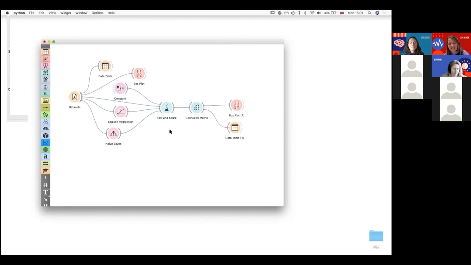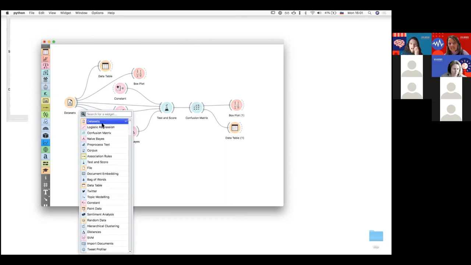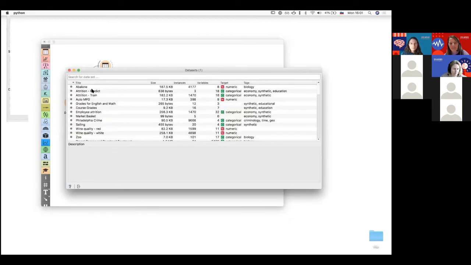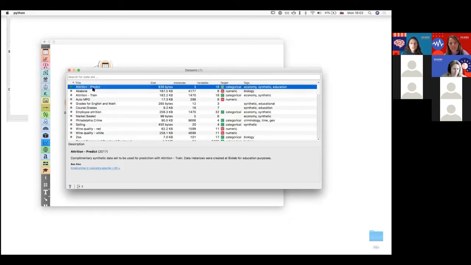And I'm sure that maybe if you sleep on it, you will wake up tomorrow with some questions. In the meantime, I will just show you how this modeling works in practice. So now I'm going to use another data set, which is attrition predict.